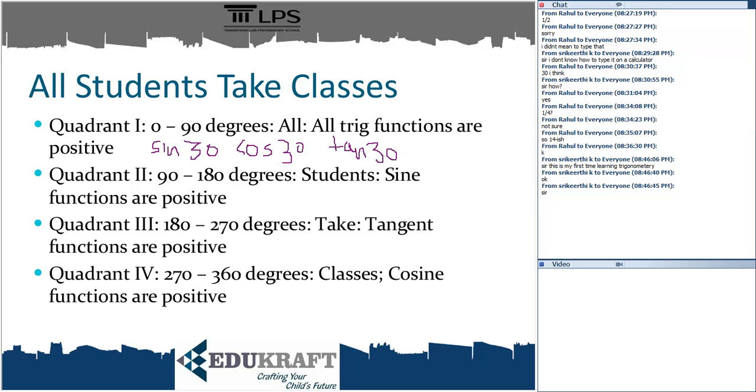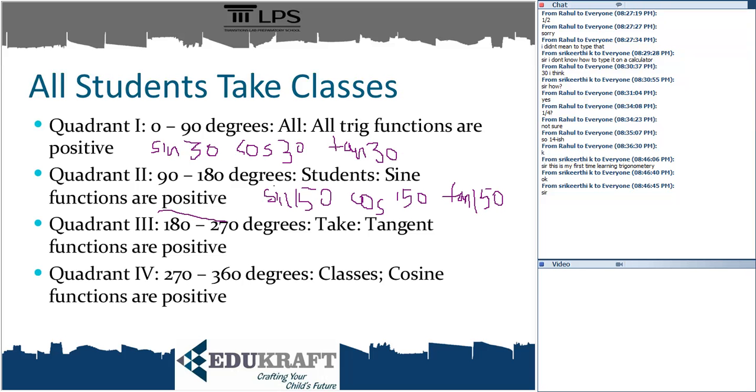But if you are finding out sine of 150, cos of 150 and tan of 150, you will find that the sine function is positive, but the cos and the tan are negative. The sine will be positive, but the cos and tan are going to be negative. You can check this out.